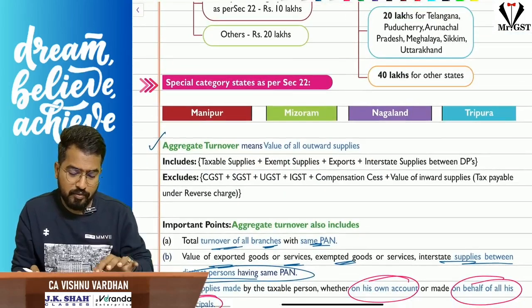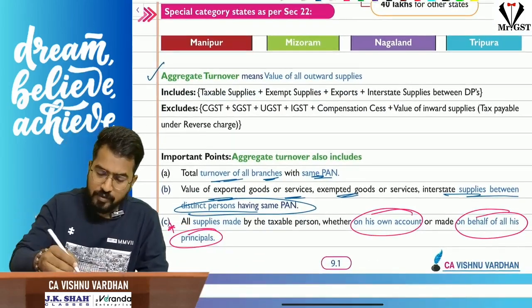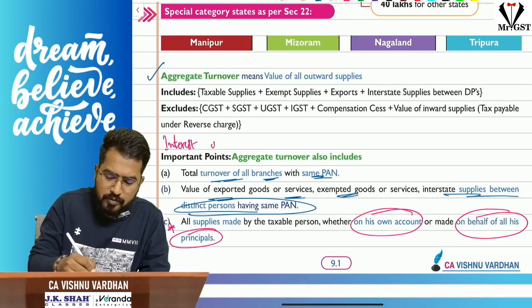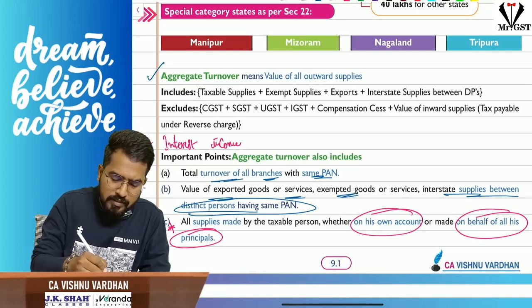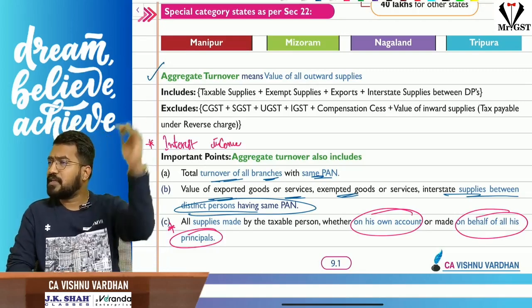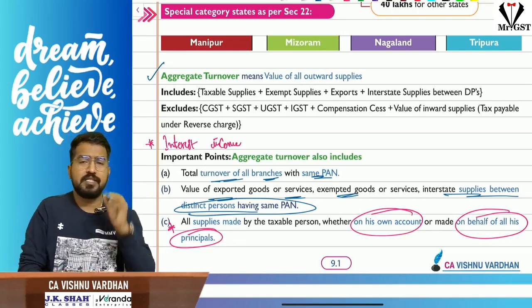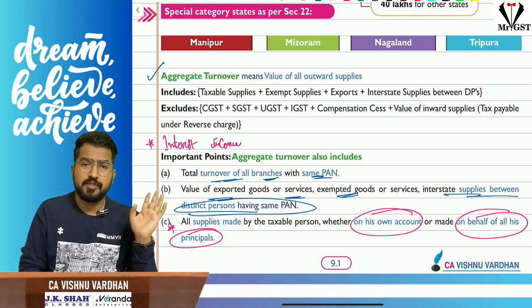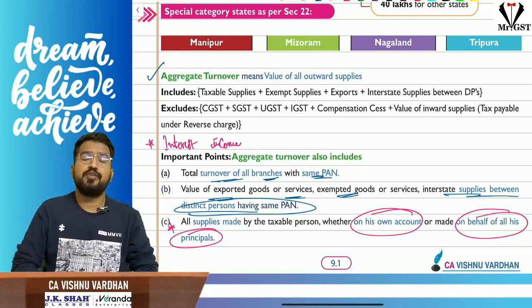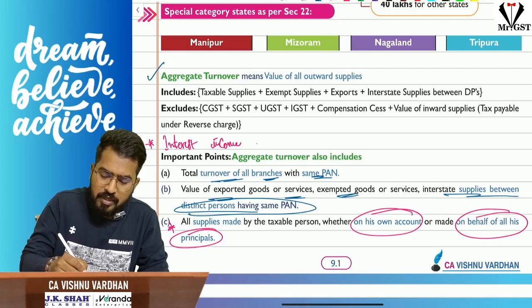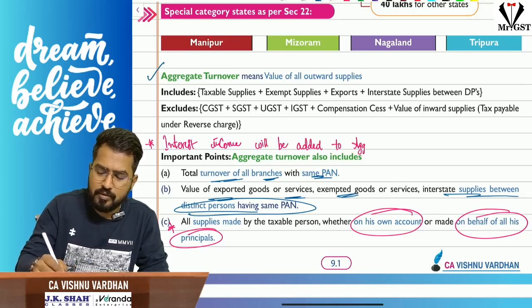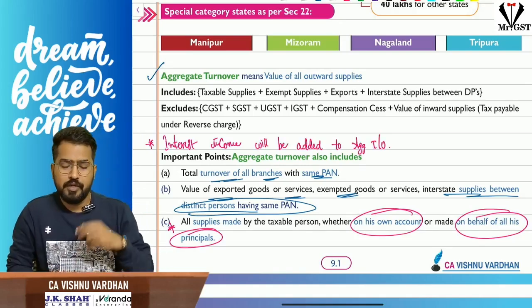Here one interesting point I have to bring to your notice is interest income. Interest income, we have seen in composition scheme, if you remember, interest by way of extending loans, advances or deposits. If that interest income has been earned by you, that will be ignored for the purpose of section 10, but that is only for the purpose of section 10. Here you should add it. So interest income will be added to aggregate turnover. Okay, so that is the point.